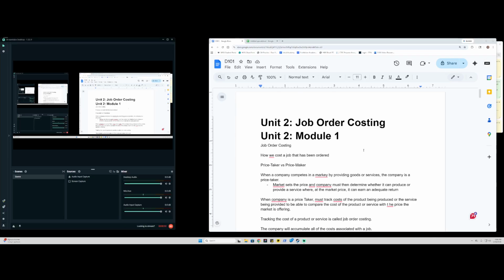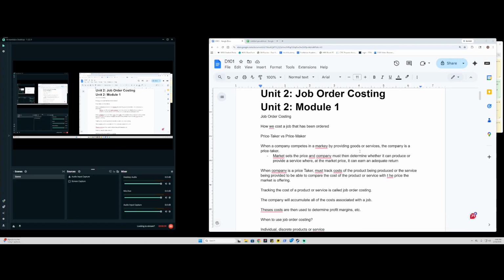In this video, I'm just gonna go over job order costing really quick. So what job order costing is, it's a specific way to calculate and track individual jobs as they go through the factory. It's really about the factory line of production of specific jobs.